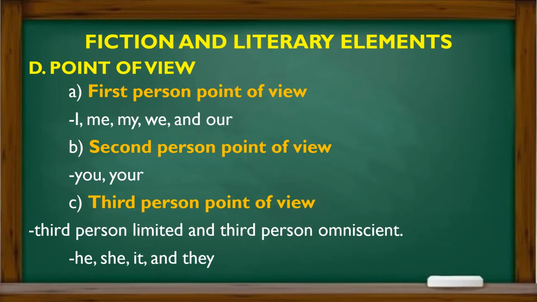Next is point of view. We have three points of view. First person point of view, then second person point of view, and the third person point of view. So it's just easy to identify among the three. When we say first person, you can always see that in the narrations using I, me, my, we, and our. So these personal pronouns can be really seen there.